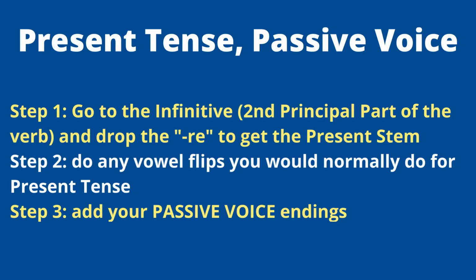So just like with active voice, to do present tense passive voice, you go to the infinitive, the second principal part of your verb, and you drop the re. This gives you the present stem. Then you do any vowel flips that you normally would do with present tense. So in third conjugation, you're flipping the e to an i and then to a u. With third io and fourth, there's the whole iu deal. It's the same as active voice. The difference is you add your passive voice endings. That's the key difference. We don't use o, s, t, mus, tis, nt.